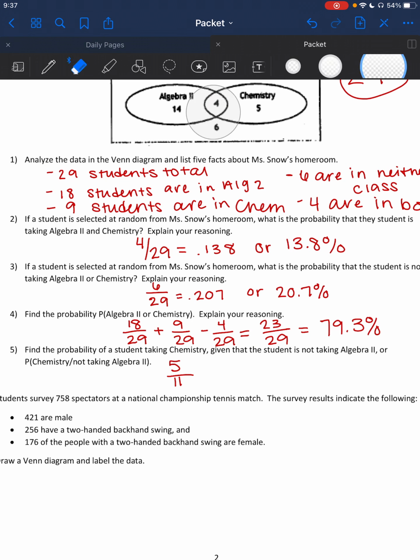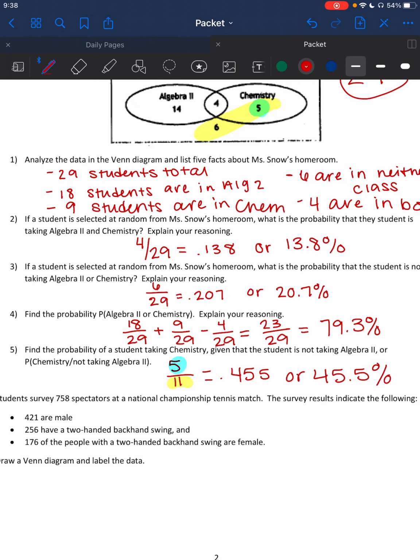So if you're looking up here, I have 11 kids who are not in Algebra 2 at all. So that's going to go on the bottom. And then it's telling me I'm looking for how many of those kids are in chemistry. And that goes on top. Okay, so when I simplify that probability, I get 45.5% chance of picking one of those kids. And that makes sense because it's only talking about the ones not in Algebra 2.